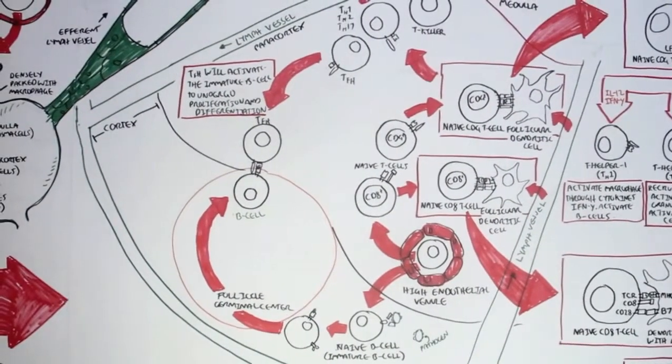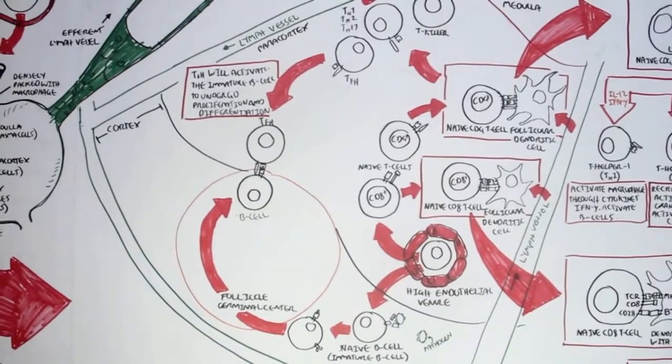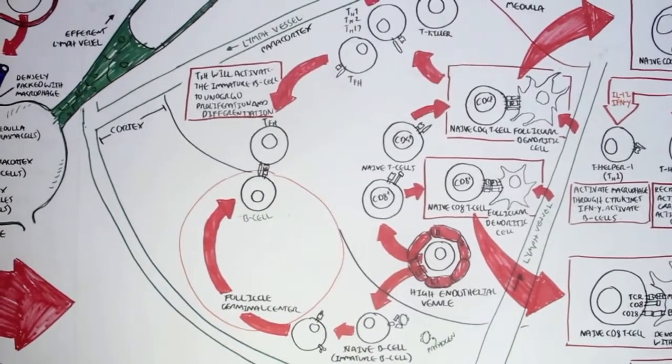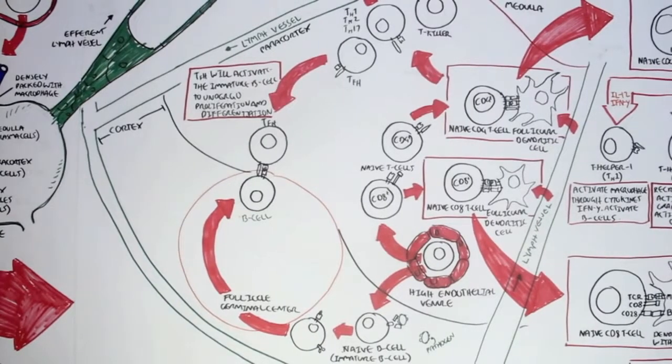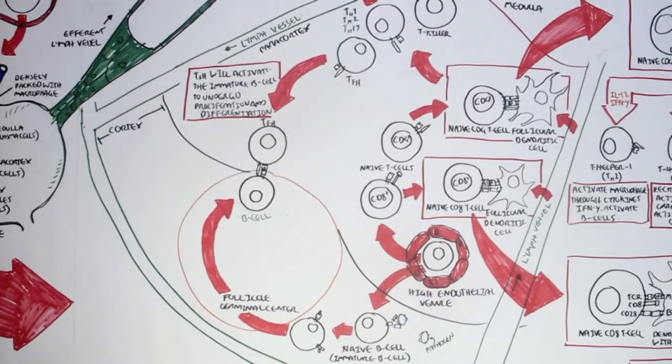The TFH will move into the germinal center so it can activate class switching and proliferation of the B cells within the germinal center. And that's it for this video. In the next video, we will look at the activation of the B cells in the germinal center.